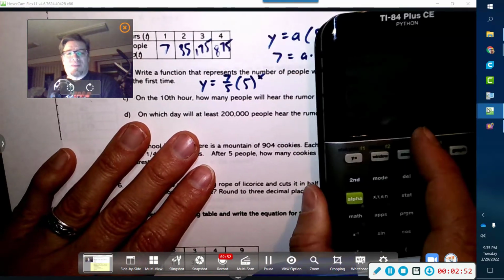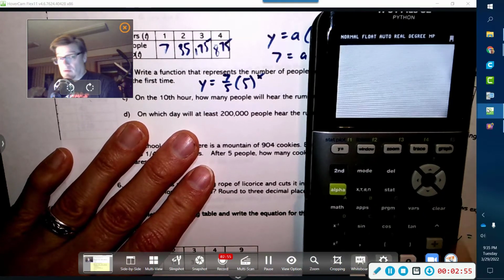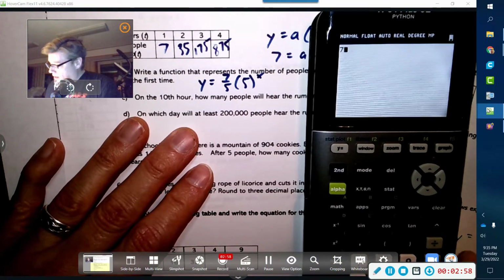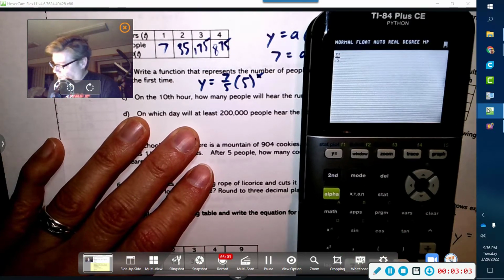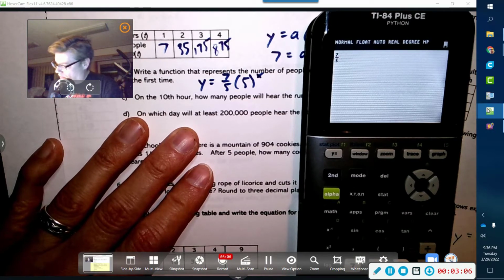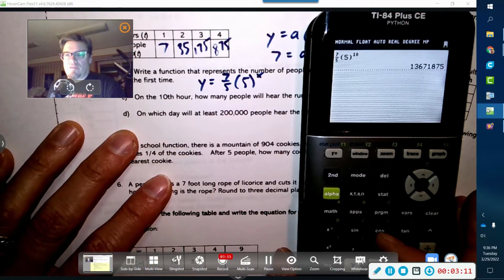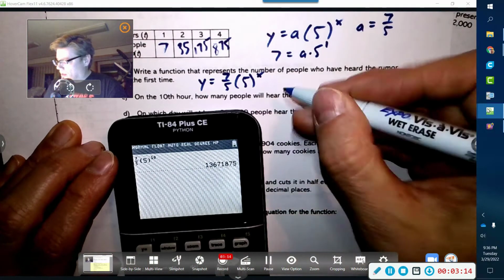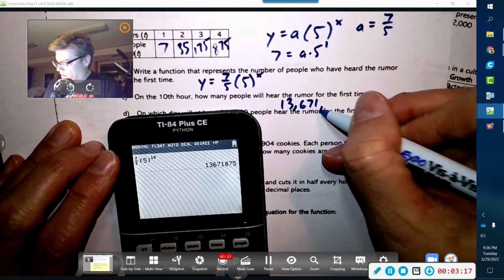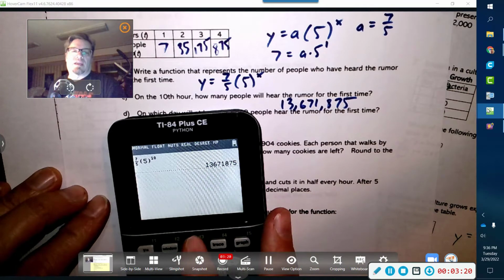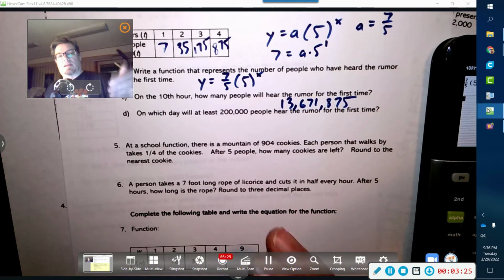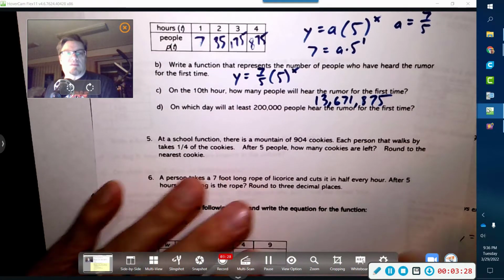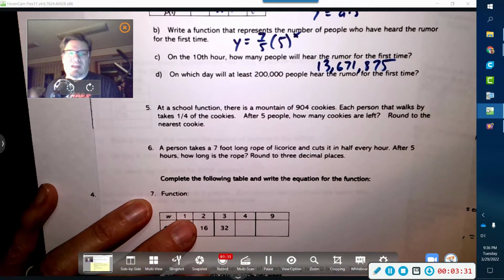So when I want to know in the 10th hour how many people know after 10 hours, only 10 hours, if they tell 5 people, I'm going to go ahead and write a fraction bar here. All right, 5, and they're going to be raised to the 10 hours. Looks like we have 13,761,875. It feels like it's, how can the population of Michigan know in 10 hours? Well, if everybody sticks to telling 5 people, that's how quickly it spreads. Okay. Think of the internet, right?